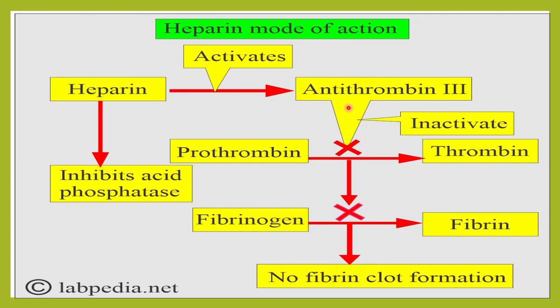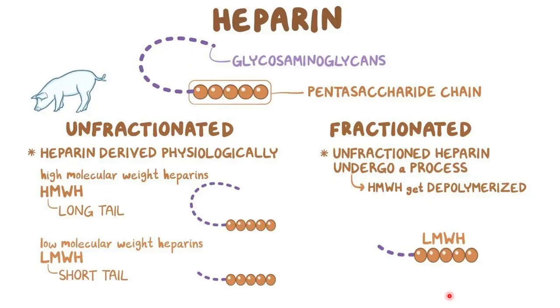This antithrombin 3, what will it do? Antithrombin will prevent the activation of thrombin. So if thrombin is not formed, then fibrin also will not be formed. Antithrombin 3 will inhibit the conversion of prothrombin to thrombin. So if thrombin is not formed, there is no conversion of fibrinogen to fibrin, and hence there is no fibrin or clot formation.